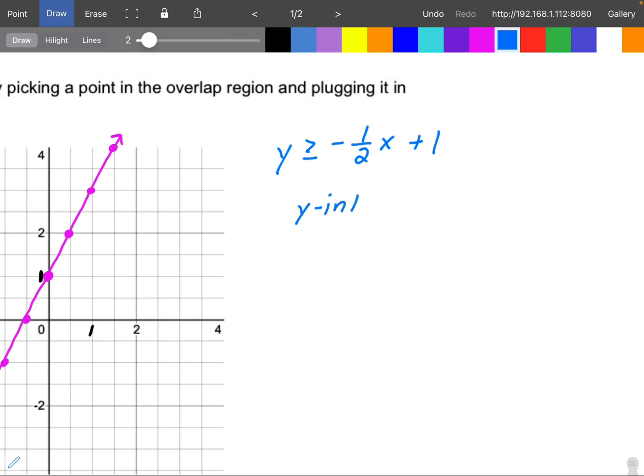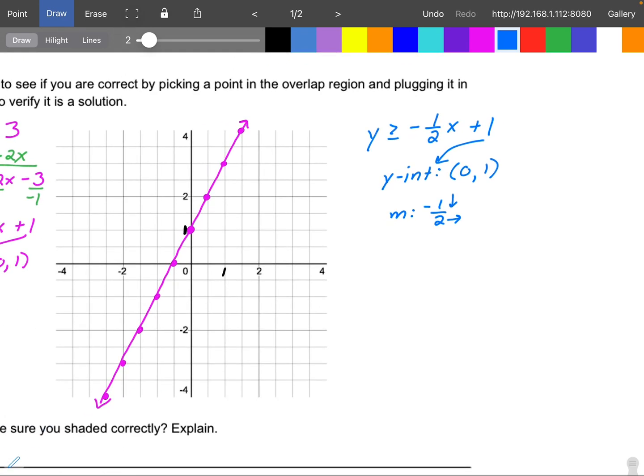So I have the y-intercept is going to be at 0, 1, because remember, this is my y-intercept. And my slope, again, is always in front of the x, which this time is a negative 1/2. Now, because that 1 is negative, that means this is now going to go down, and the 2 on the bottom, well, the bottom is always to the right. So we graph this, and we know that our y-intercept is at 0, 1. That's the same place that our other y-intercept was, and that's okay.